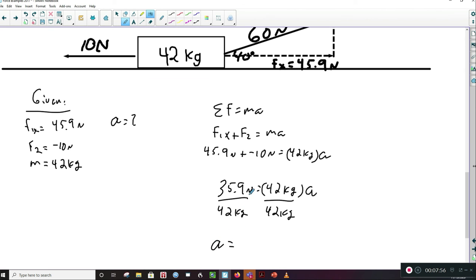And that means that A is going to be 35.9 divided by 42. So 35.9 divided by 42 is 0.85 meters per second squared. Okay, and that's it. That's how you do these.